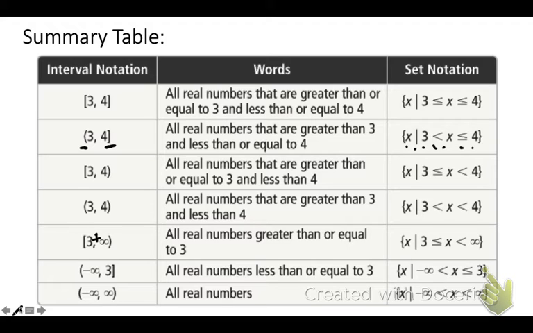This chart is in your book. If you would like to write it down, go to your book and write it down. Spend the time to go through it and pick through it. Got it? Questions about it? Okay.